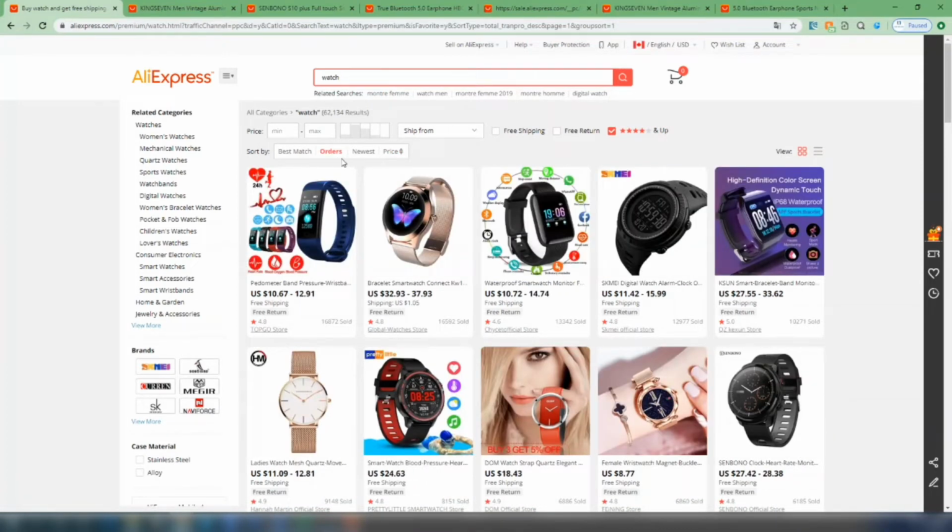So you want to look for products that have received the most orders possible. In our case, for the watches, we can see here, for example, this product right here which has 4.5 stars and more and has 60,000 units sold. So this can be a good product. All those products could be really, really good products.